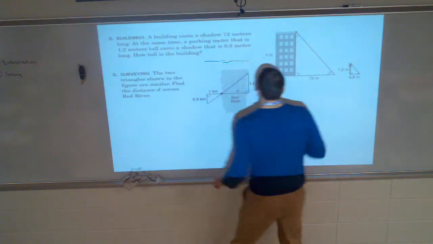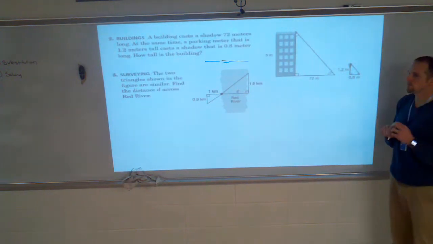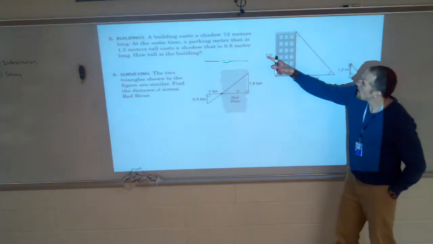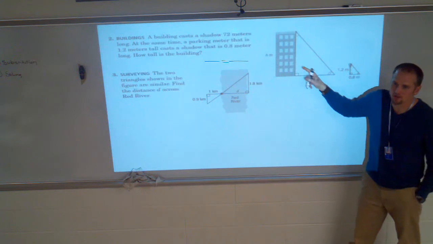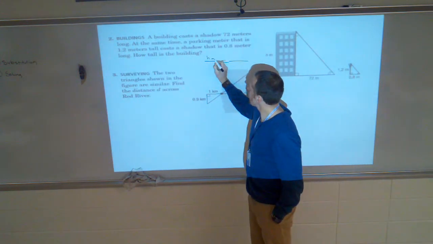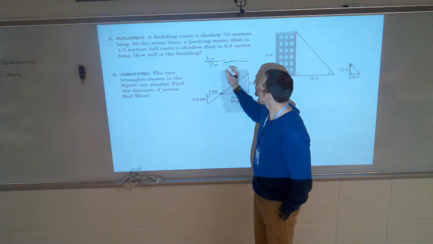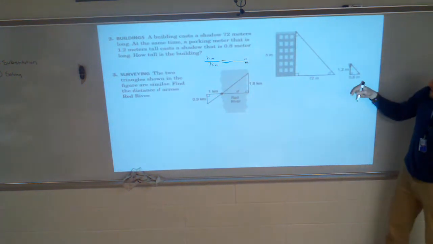Okay, Bryce, what is my first ratio going to be? H over 72. Very good. These two go together. So this is going to be my first ratio. H meters over 72 meters. Bring your units across. All right, again, keep the shadow on the bottom.